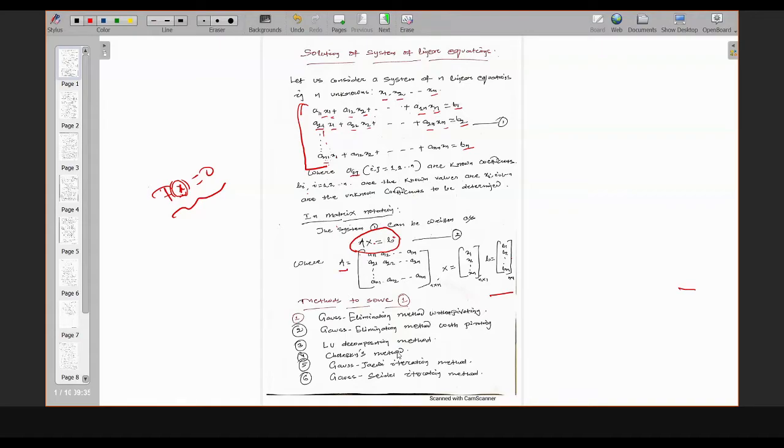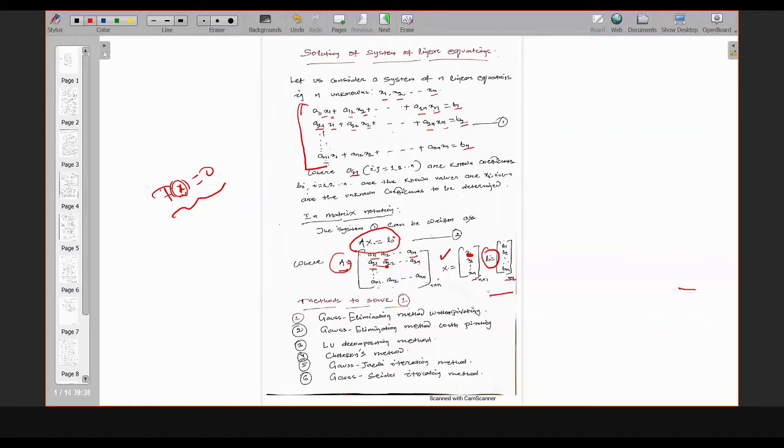A is the coefficient matrix of this system. It contains the elements A11, A12, A1n, that is the first row, and the second row elements A21, A22, A2n, and the nth row of this matrix are An1, An2, and Ann. So this is your coefficient matrix associated with system 1. And what is the unknown vector? x. The x contains the unknowns, that is x1, x2, and so on, xn. The right hand side vector b contains the elements b1, b2, bn.